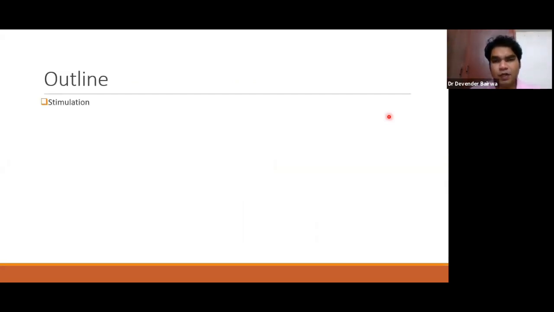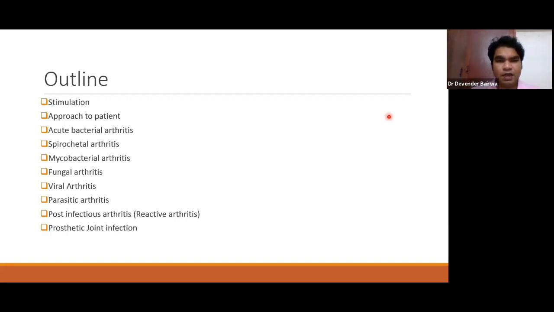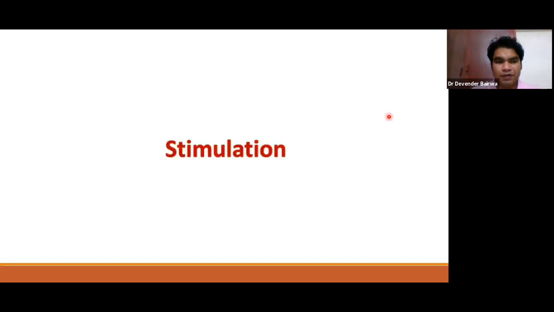First, we will try to provide some stimulation to you so that you can think about possibilities of these different infectious arthritis. Then we will see the approach to a patient of infectious arthritis briefly. Then we will discuss acute bacterial arthritis and spirochetal arthritis. Acute bacterial arthritis will also contain gonococcal arthritis. Then we will discuss mycobacterial arthritis, fungal arthritis, viral arthritis, parasitic arthritis, and then post-infectious arthritis, that is also known as reactive arthritis. And in the last, we will see prosthetic joint infections.